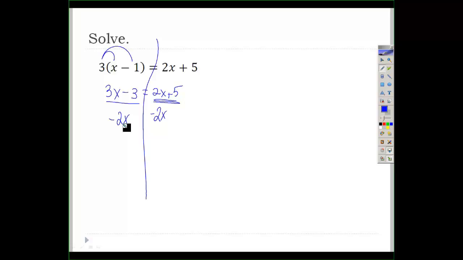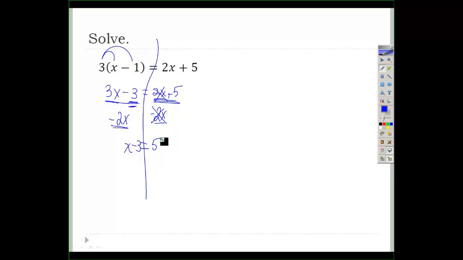On the left-hand side, I have 3x minus 3 minus 2x. I know the x's are like terms, so I can combine them. 3x minus 2x is x. And I still have my negative 3, so I'm going to put minus 3 equals. On the right-hand side, I know that 2x minus 2x, these are like terms, they cancel out, and so there are no more x's on the right-hand side. That's what I wanted to happen. I wanted all my x's on the left. That's good that they all canceled out. So all I have left is this positive 5. I'm just going to write positive 5 over there.